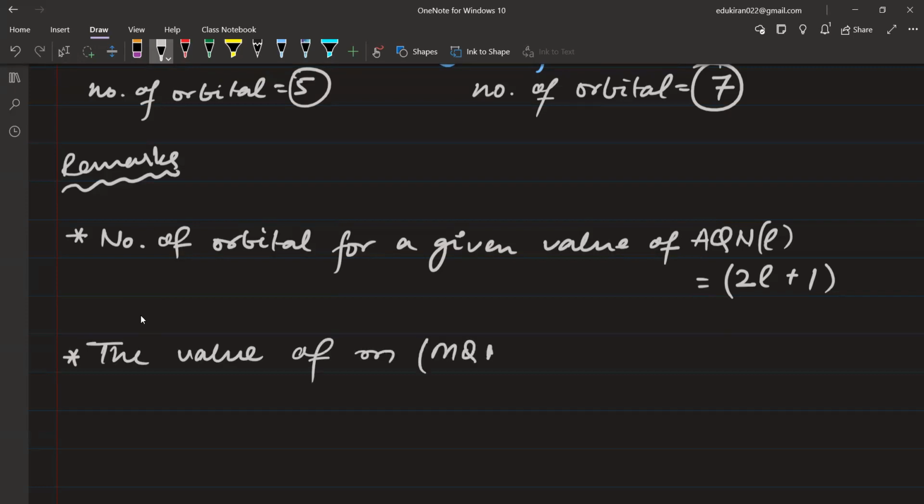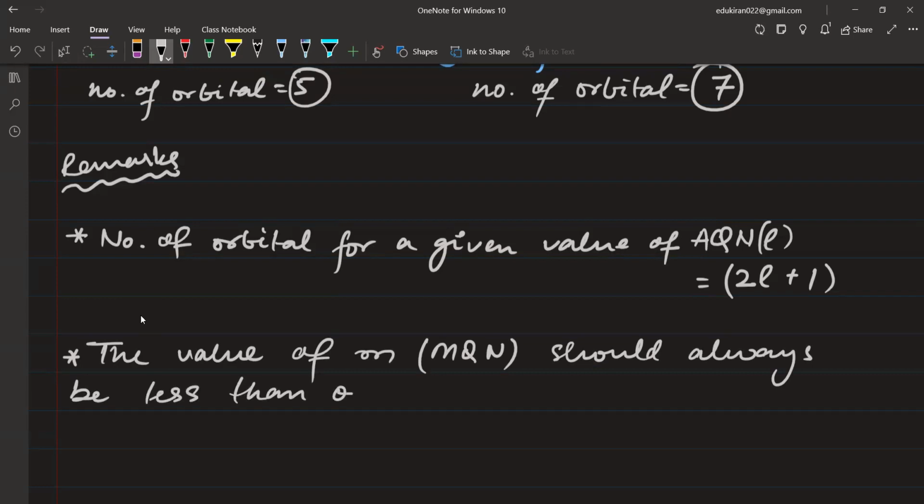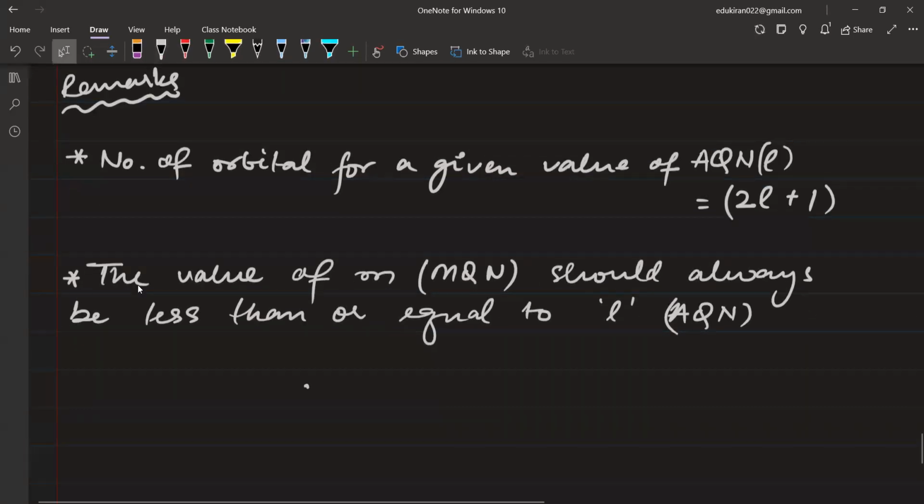That is, magnetic quantum number should always be less than or equal to l, that is AQN. ठीक है, तो इंपॉर्टेंट पॉइंट हमको क्या पता चला? That m, the value of m, is always less than or equal to the value of l. ठीक है, so please write this down.